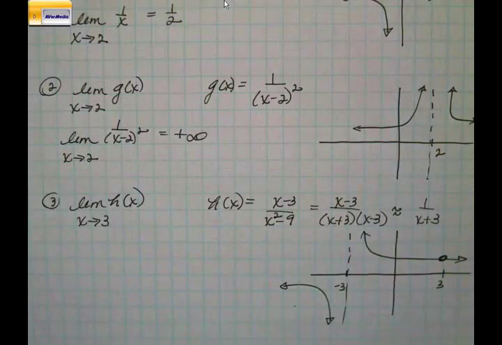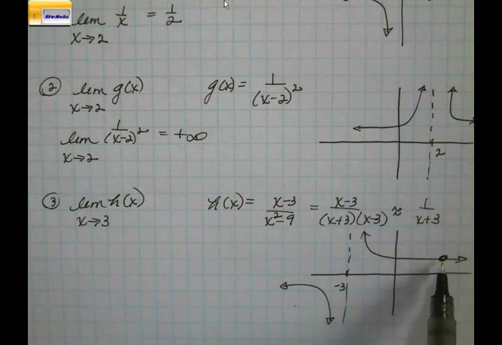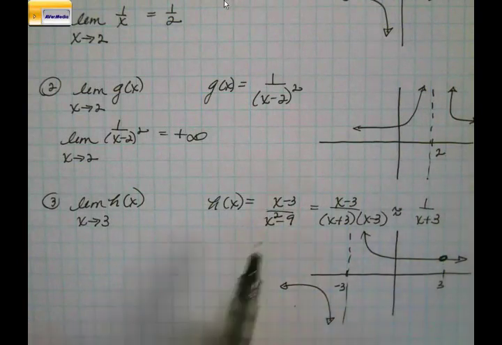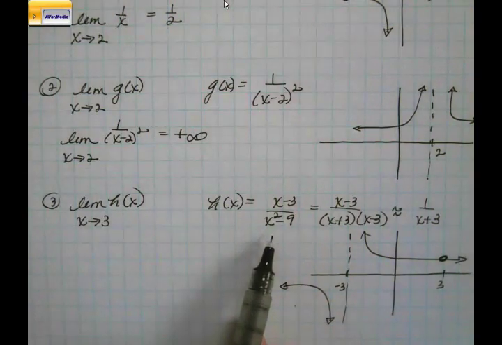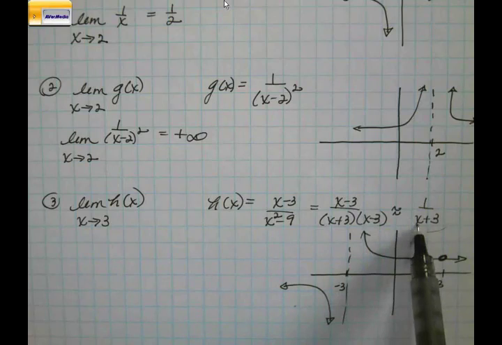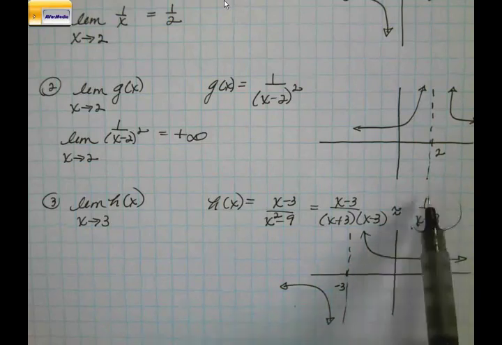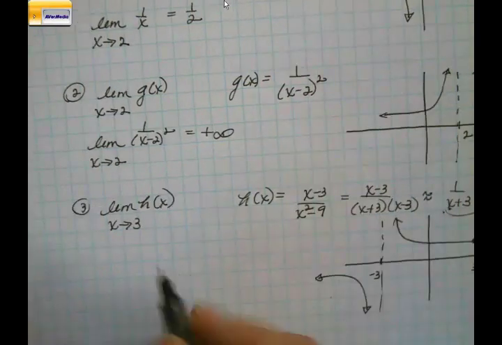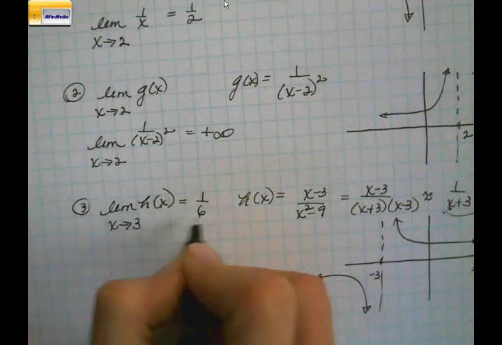Okay. So what is that height? How do we get it? We plug the 3 in where? You can't plug it in here, right? You plug it in here. So if I put a 3 in here, it becomes 1 over 3 plus 3, which is 1/6. And so this answer is 1/6, which is the projected height of the function.